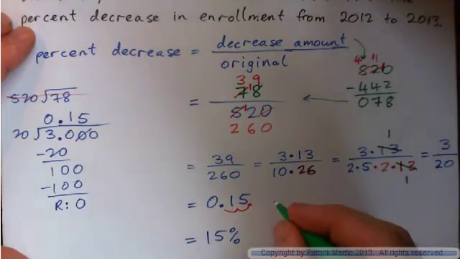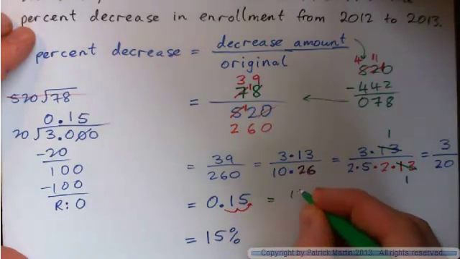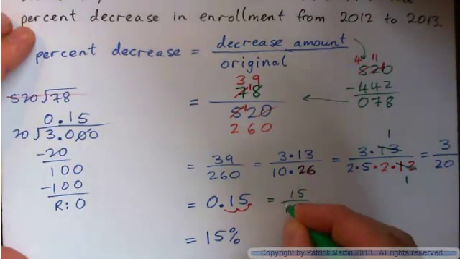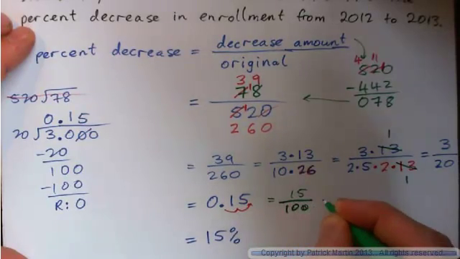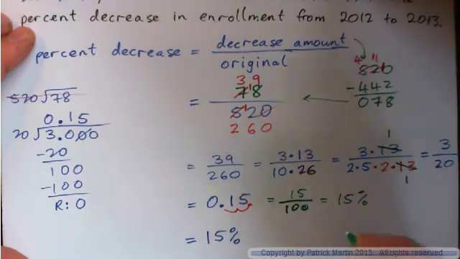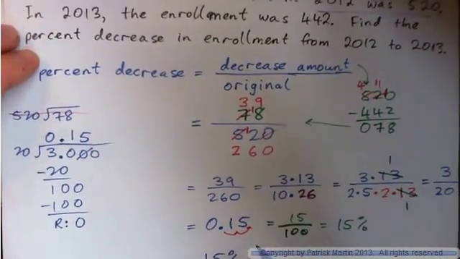And the reason is because, look, 0.15 is 15 hundredths. 15 per 100. Or 15%. Right? So the percent decrease is 15%.